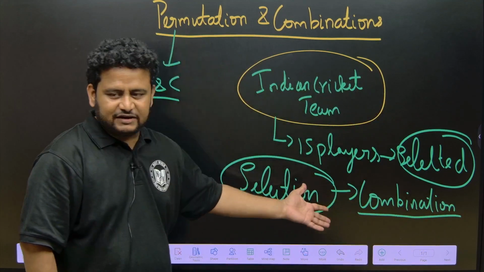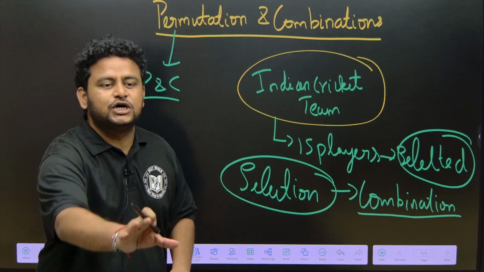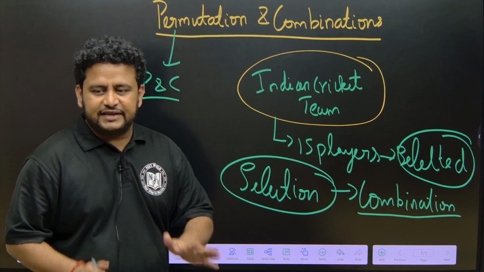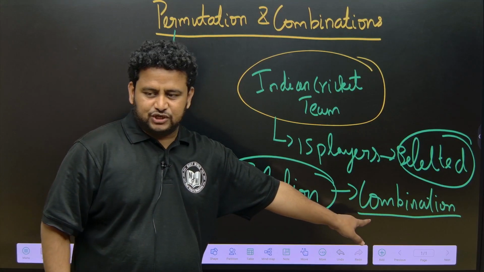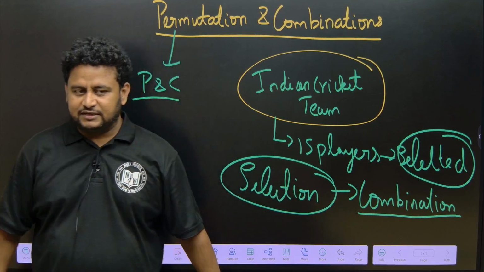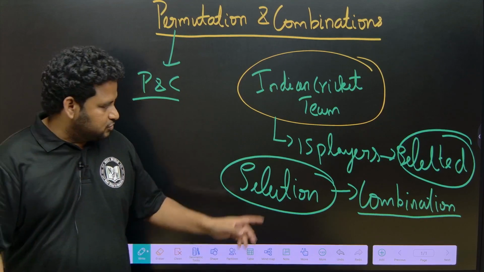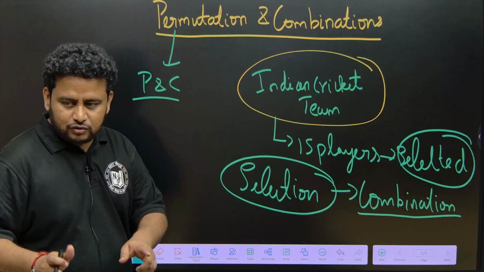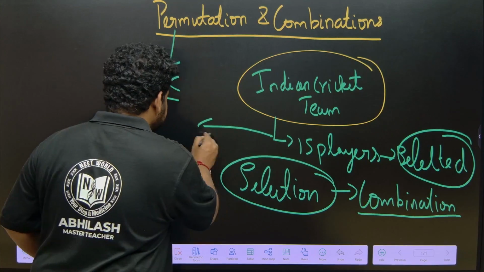You may get confused. Some of you may think that combination means arranging. No, combination means you have to select. Whenever in any question you are selecting something, what you are using? Combination. After selecting something, definitely you have to arrange them, correct? So, out of these 15 players, you have to arrange only 11 players.